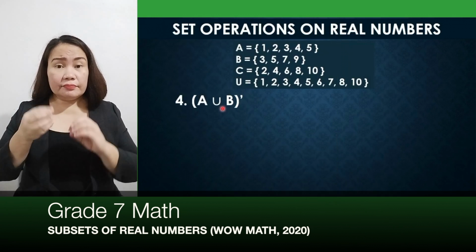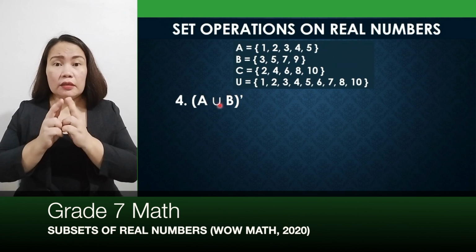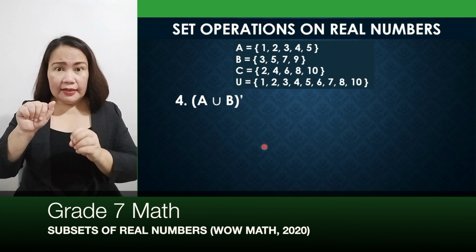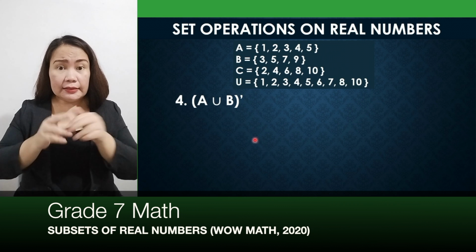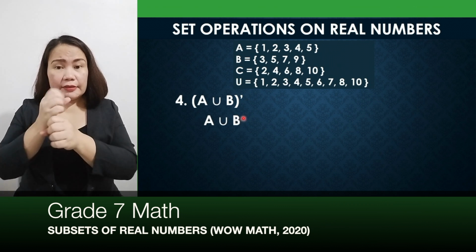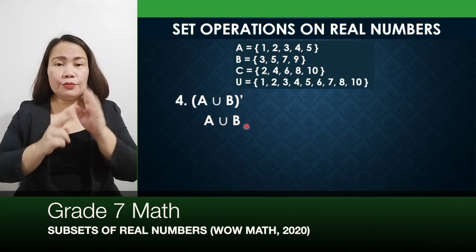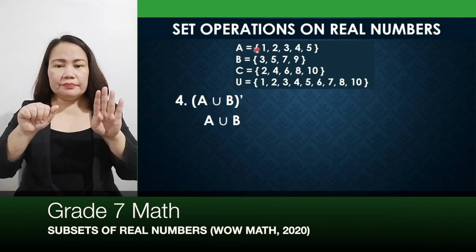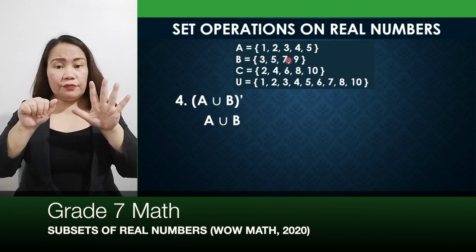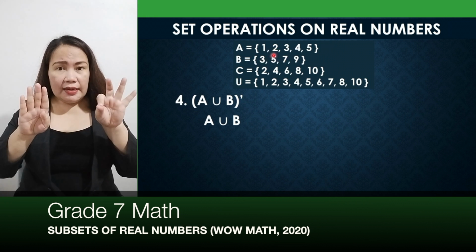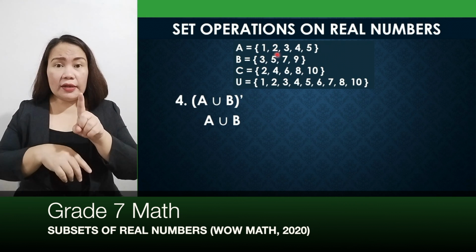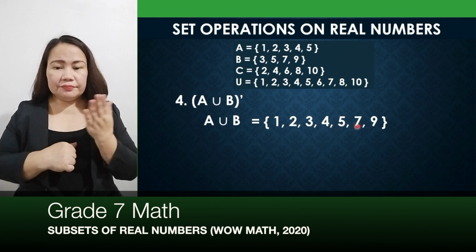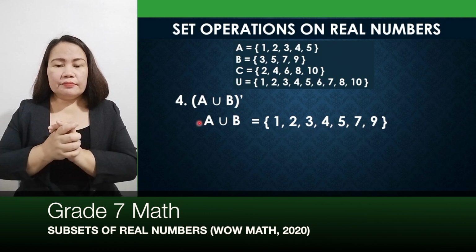Okay, let's have number 4. So, number 4, I have here the complement of A union B. So, ano yung wala sa A union B pero nasa universal set? Okay? So, unang gagawin, kunin muna natin yung hindi complement, yung A union B. So, kukunin muna natin yung combination ni set A at ni set B. Ang laman ni A ay ito. Ang laman ni B ay ito. So, we will combine. So, we will have 1, 2, 3, 4, 5, 7, 9. Okay. Nakuha na natin yung A union B.